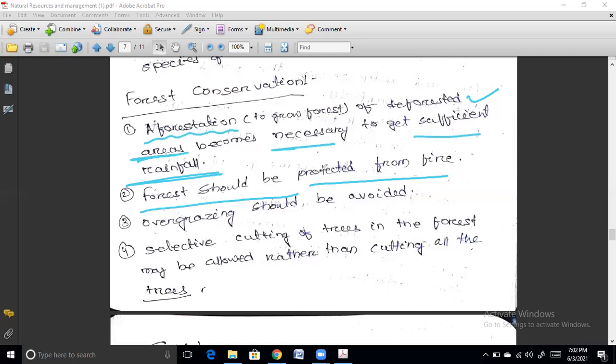If a forest fire happens, to stop it some gases are coming, some gas balls are coming. Then the gas ball will stop the fire, and that gas ball will protect the forest from forest fires. Okay, and overgrazing should be avoided.